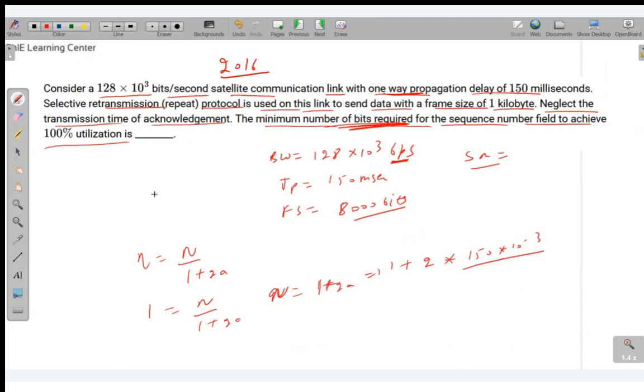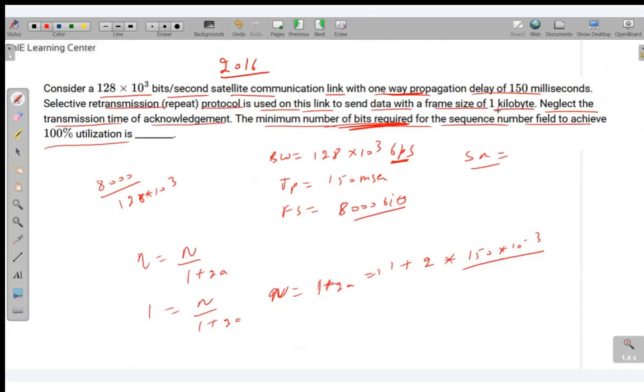Transmission time is message size upon bandwidth. Message size is 8000 bits divided by bandwidth, 128 into 10 power 3. Okay, and see, this sometimes depends entirely on the question.